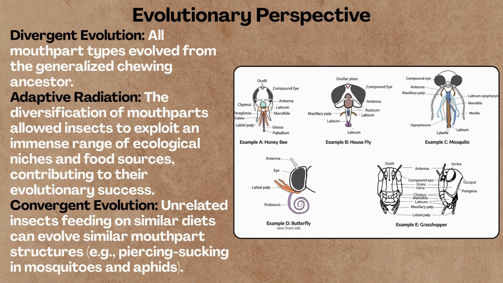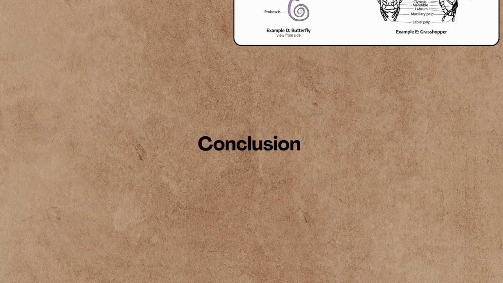So, let's tie it all together with an evolutionary perspective. All of these different types started from that same basic chewing ancestor. This is called divergent evolution. This diversification allowed insects to explode into all sorts of ecological roles, which is a major reason for their success. And sometimes unrelated insects that eat similar food end up with similar-looking mouthparts, like mosquitoes and aphids, both having a piercing-sucking style. This is called convergent evolution.